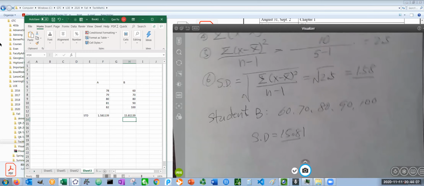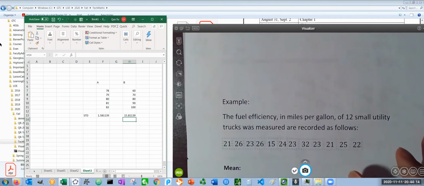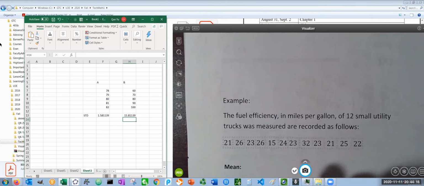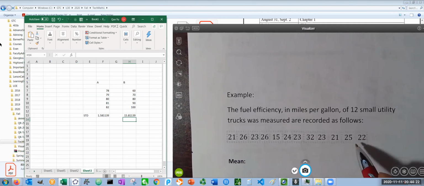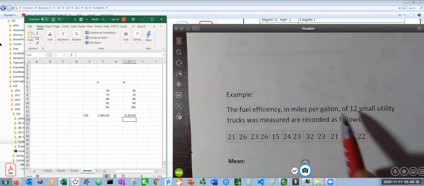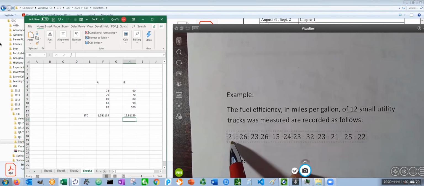Okay, now I have a specific example from the homework. Using this, we go through all of the calculations that we mentioned before. So we calculate the mean of this data set. Mean means average: add them together, divided by 12. This represents the fuel efficiency of 12 trucks. That means 21 miles per gallon, 26 miles per gallon, and so on.